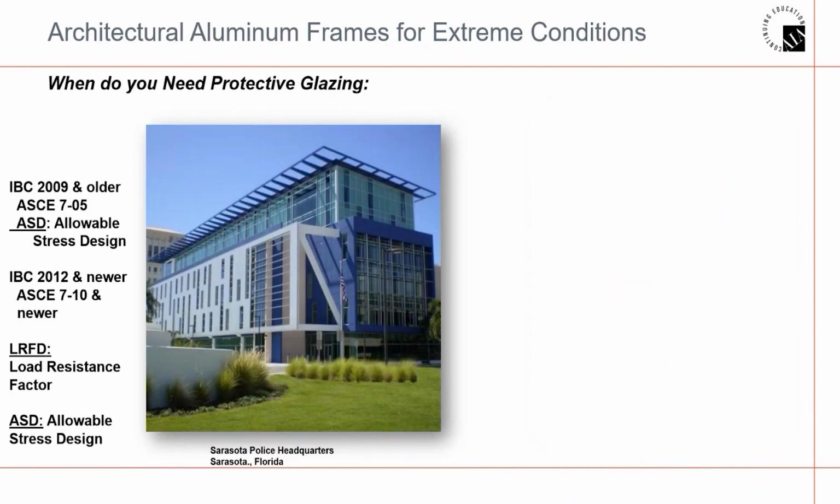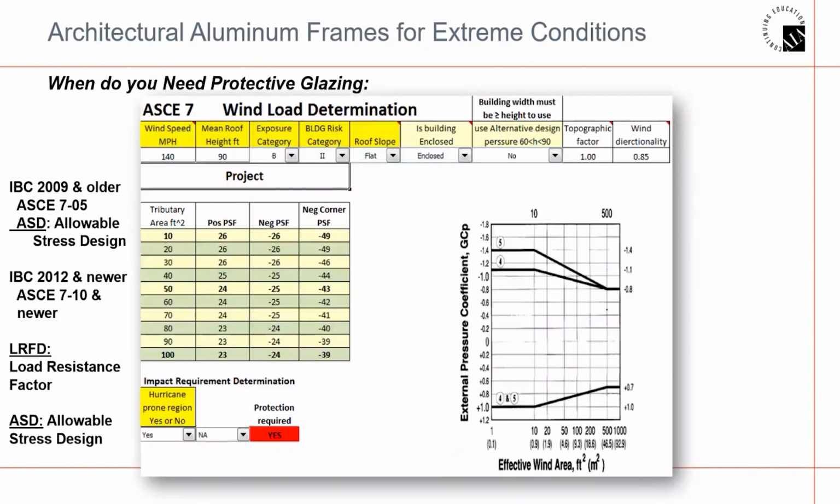We're working on a project and determined that it is going to require impact rated systems. Now we use ASCE 7 to determine the project specific wind load. So is it going to be load resistance factor design wind load, which is the ultimate wind load, or is it going to be allowable wind load? Wind loads are project specific. Design loads are determined by ASCE 7.